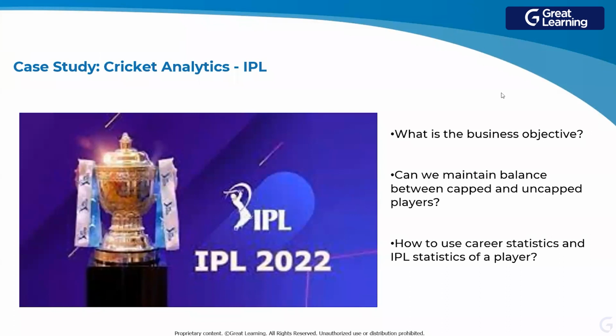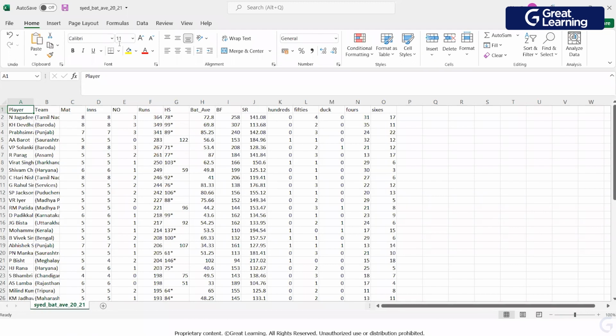So what we are going to do is I will show you all the data sets that I have. I have many more data sets than this, but there are certain limitations that I can cover in the session, so I have limited to that. My data sets are all over here. This data set that you are seeing is the Syed Mushtaq Ali batting average data set. All the players are there, their team, match, innings, not out, runs, highest score, batting average, balls faced, strike rate, 100s, 50s, dot score, sixes, all is there from Syed Mushtaq Ali for 20 and 21.